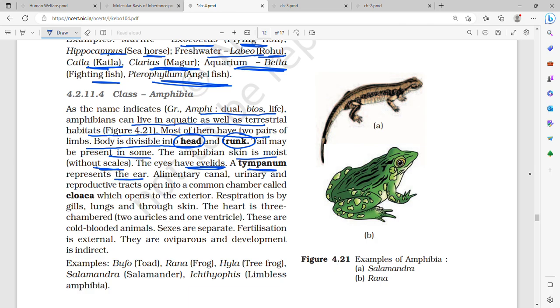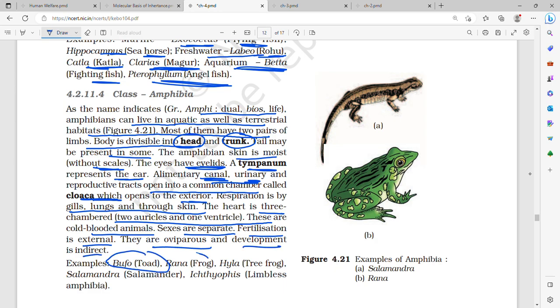The alimentary canal, urinary and reproductive tracts all open into a common chamber called the cloaca, which opens to the exterior. Respiration is by gills, lungs and through skin. Heart is 3-chambered, 2 auricles and 1 ventricle. Cold-blooded or poikilothermous. Sexes are separate, dioecious. Fertilization is external. Oviparous. Development is indirect.